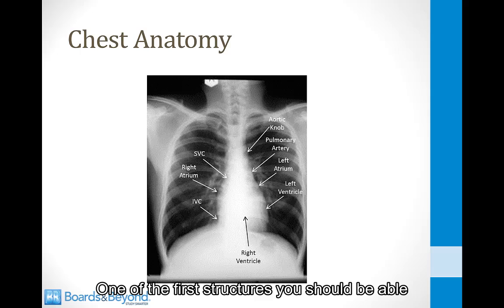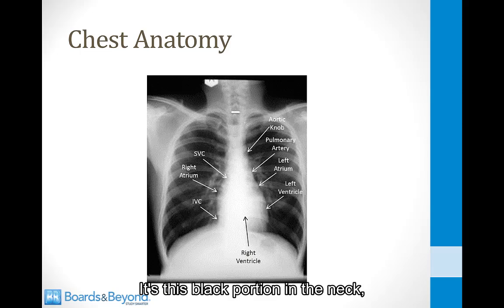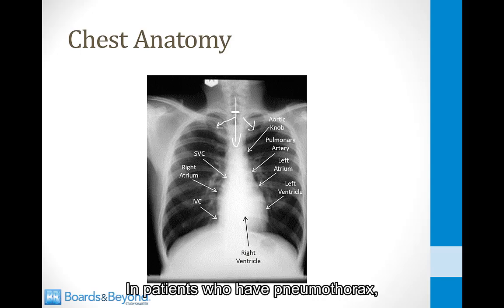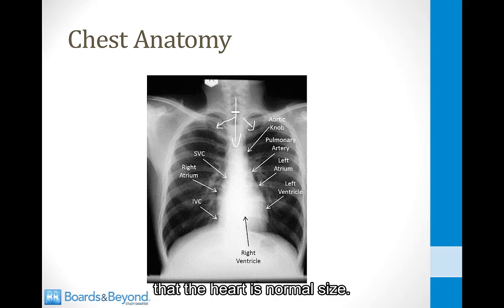One of the first structures you should be able to identify is the trachea, and this is the trachea here. It's this black portion in the neck. And you can see that it's traveling downward from the neck towards the diaphragm. And notice that this trachea stays midline. It doesn't deviate to the left or the right side. That's important to note. In patients who have pneumothorax, you can see a tracheal shift to one side or the other.